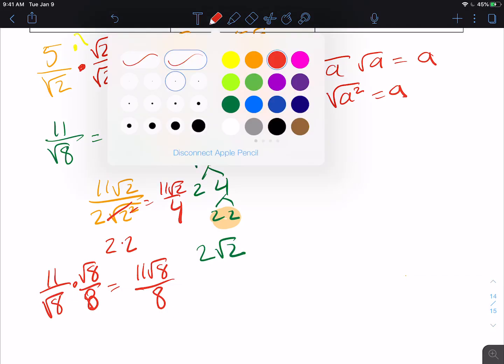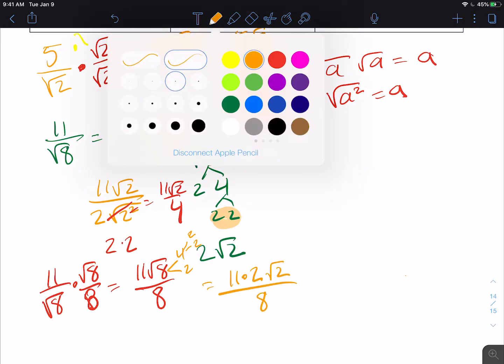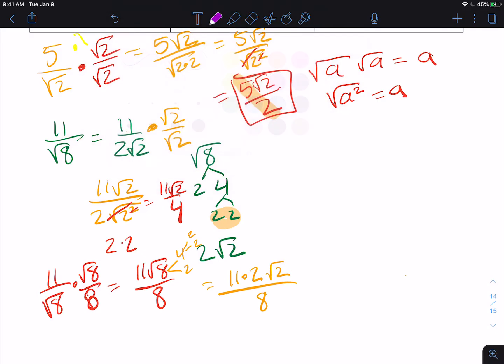But notice that our root 8 isn't simplified. So then I have to say, well, this is 4 and 2, this is 2 and 2, so we have a pair of 2's. So then I get 11 times 2 root 2 over 8, and then I can say, oh, well, look, 2 and 8 have a common factor. 2 goes into it once, 2 goes into 8 4 times. So then I end up with 11 root 2 over 4, right?